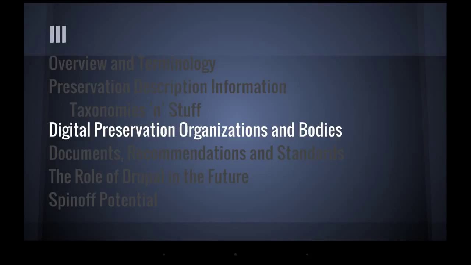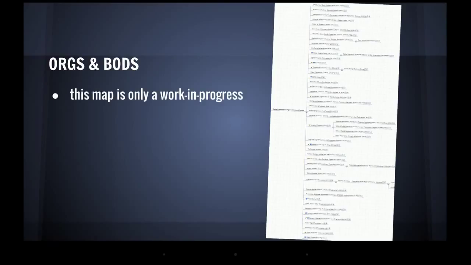Part three, digital preservation organizations and bodies. Now this gets complex fast. Here's another mind map, and this is just a slice of it. Orgs and bods. This map is only a work in progress. I keep adding to it.